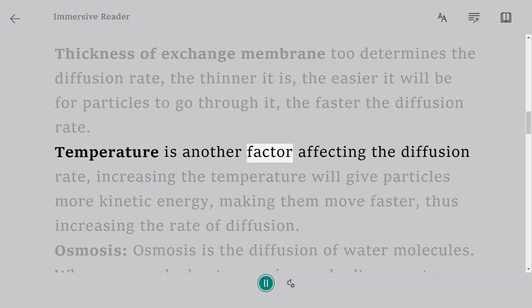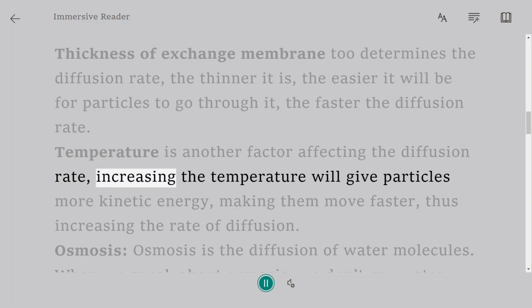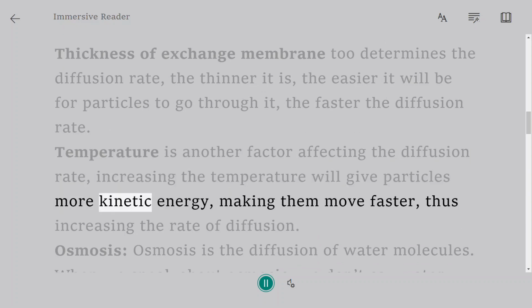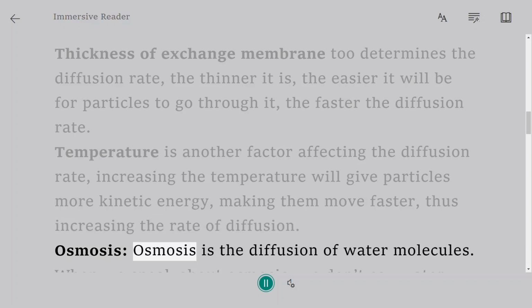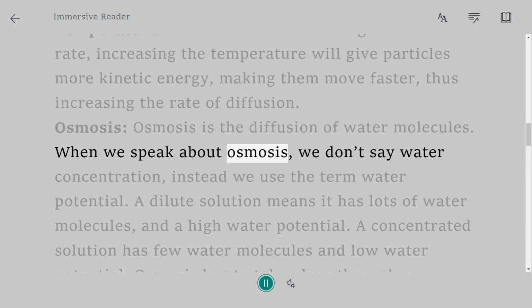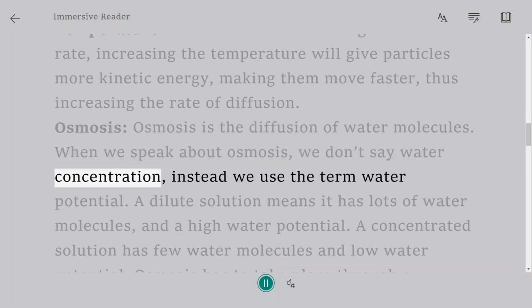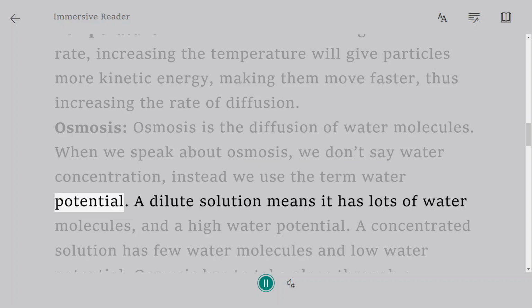Temperature is another factor affecting the diffusion rate. Increasing the temperature will give particles more kinetic energy, making them move faster, thus increasing the rate of diffusion. Osmosis is the diffusion of water molecules. When we speak about osmosis, we don't say water concentration, instead we use the term water potential.